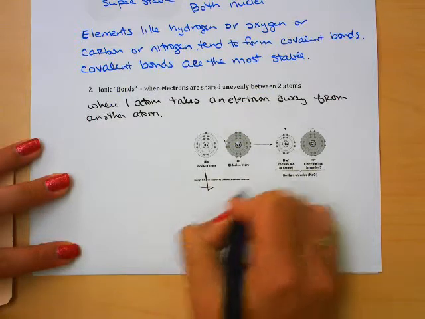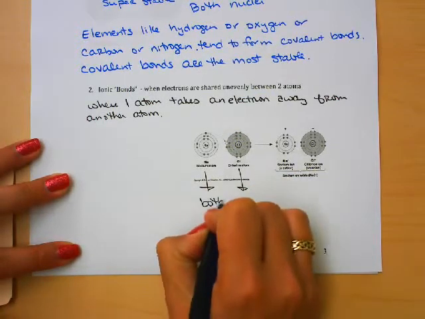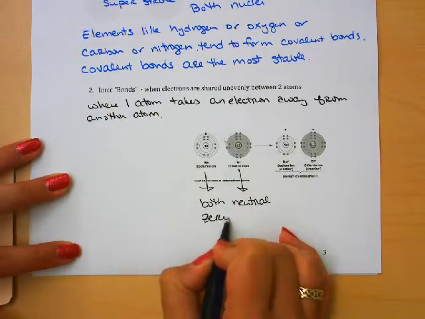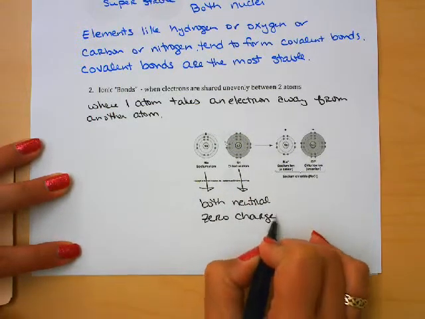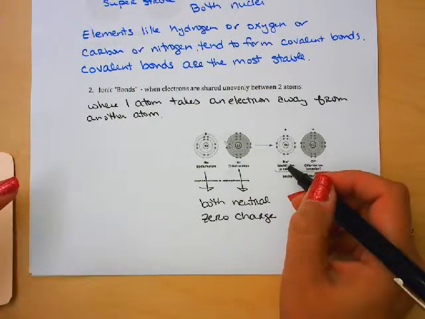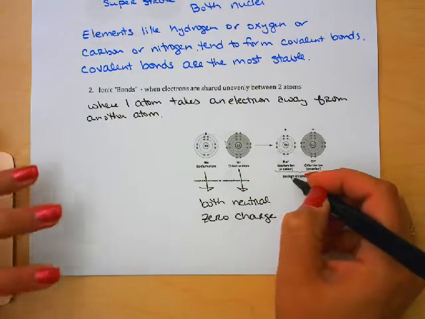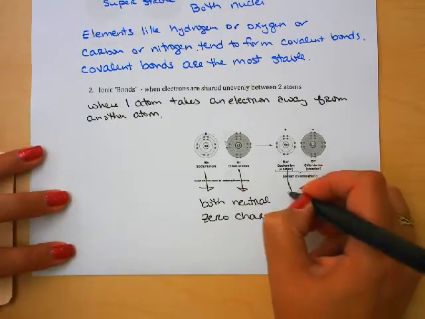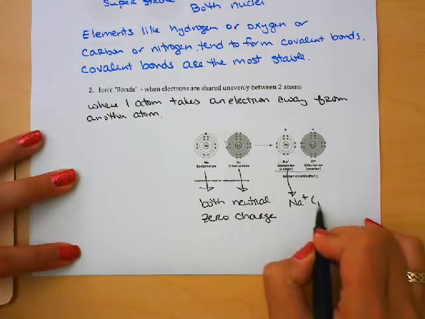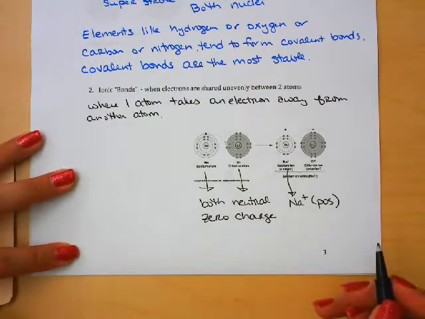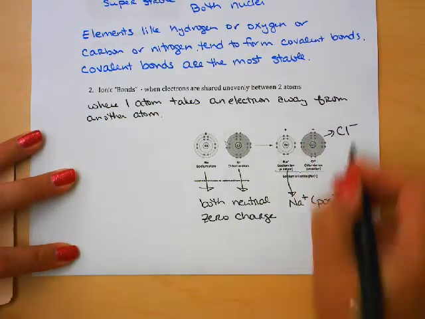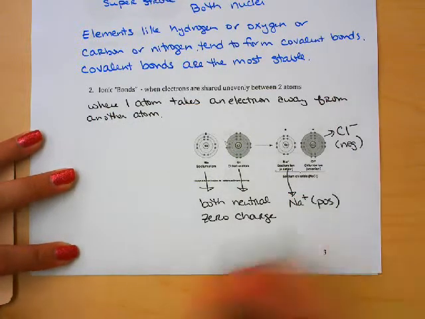So in this case, they both start off neutral, right? Zero charge. If the sodium has given away an electron, what charge does it have now? Right, positive, given one away. And the chlorine has gotten one extra, so it becomes Cl minus, which is negative.